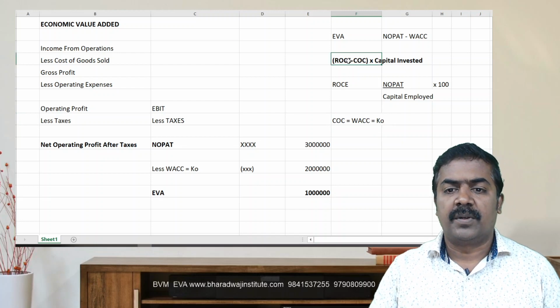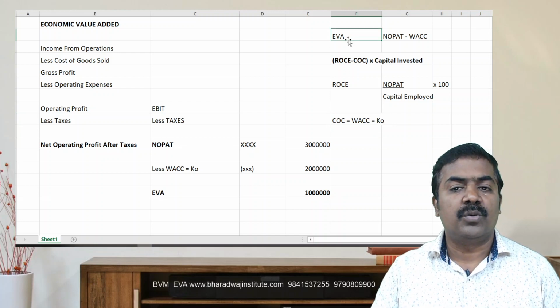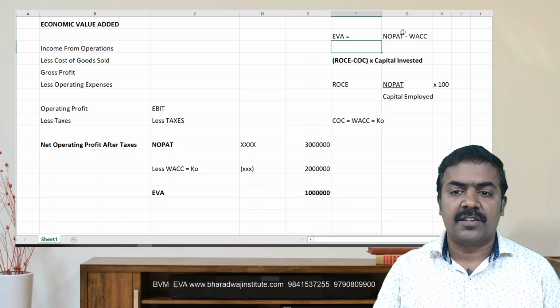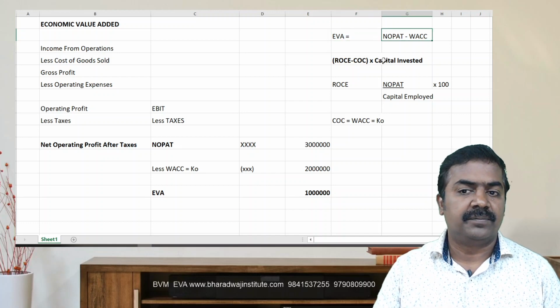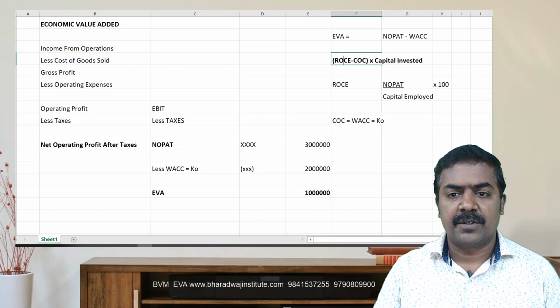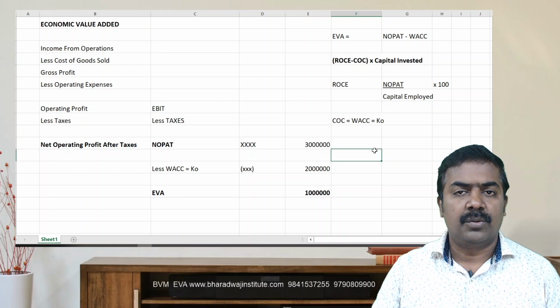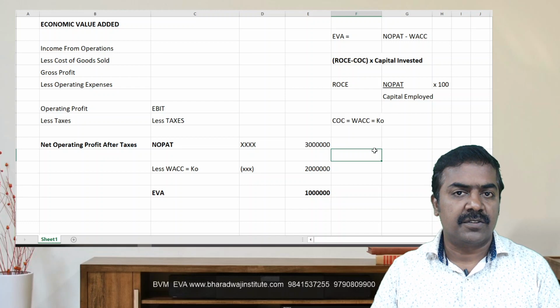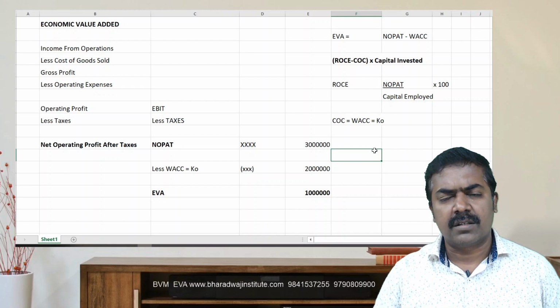Okay, there are two methods we can solve. So how to work out EVA? What is the first approach? Net operating profit after taxes minus weighted average cost of capital, otherwise known as overall cost of capital, or work out return on capital employed in percentage, take the cost of capital percentage into capital invested. Okay, so that is called as economic value added. The surplus money goes to shareholders. So this is the crux or concept behind it.